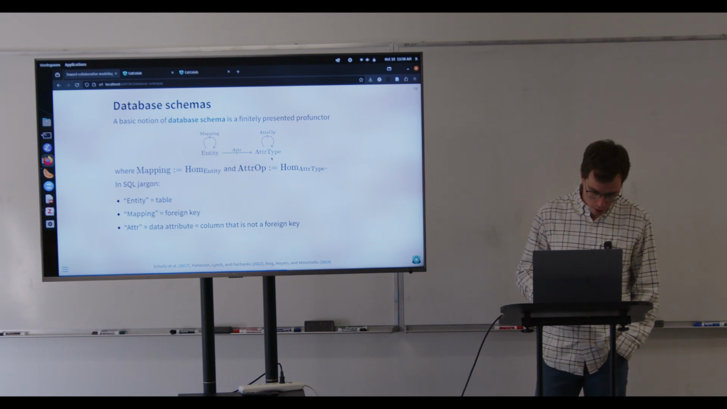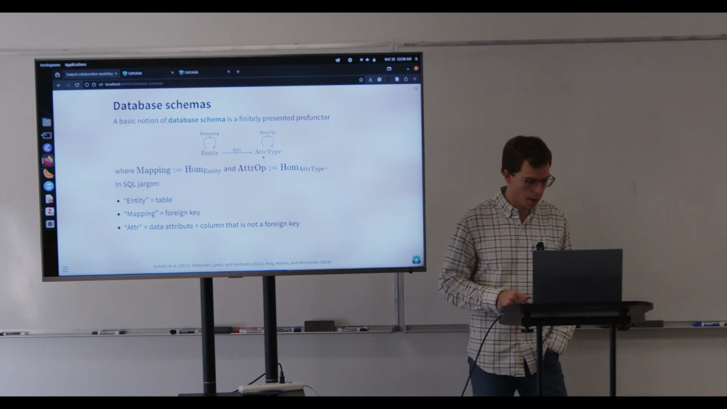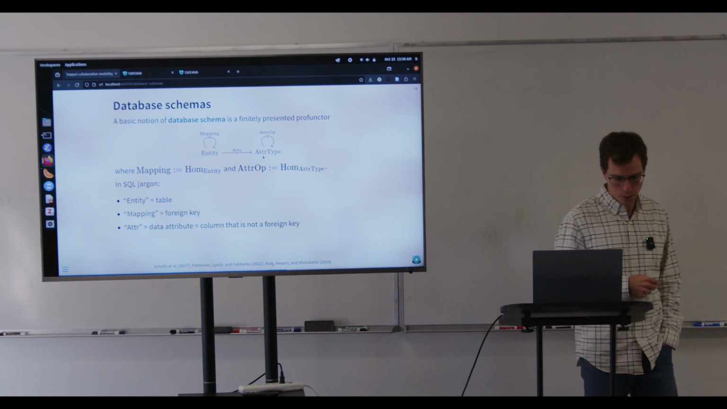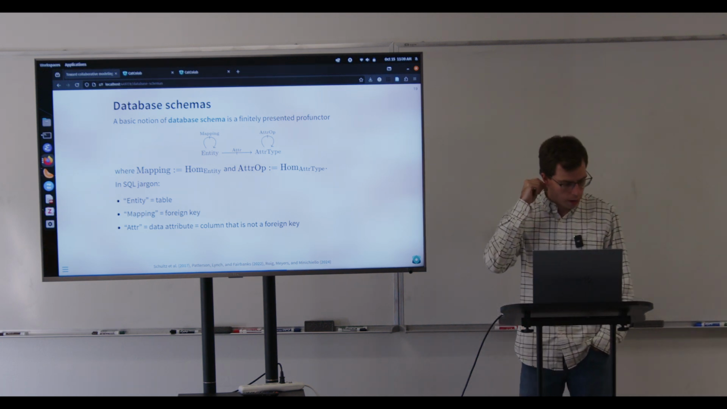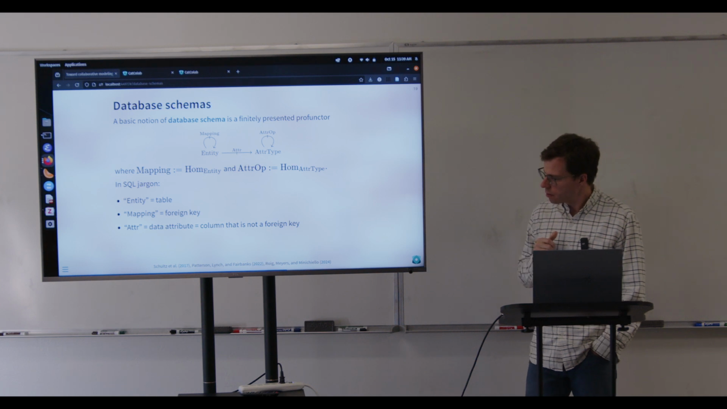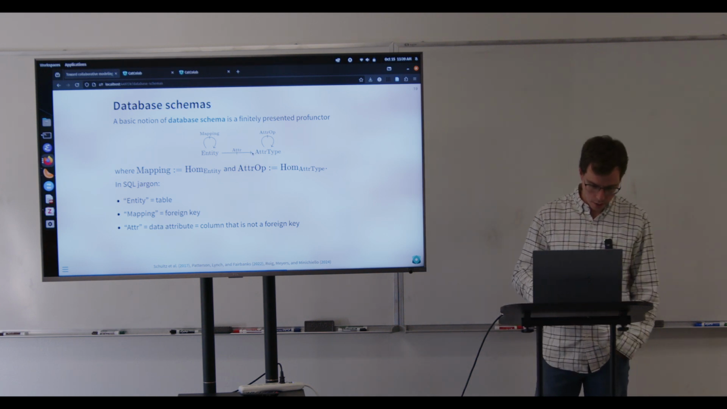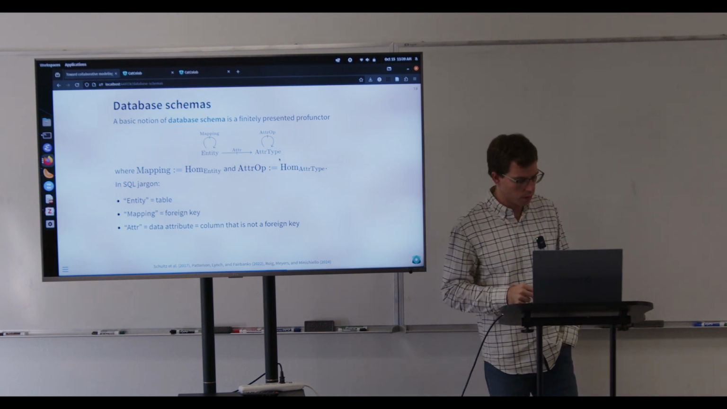And then the heteromorphisms that connect these together are the actual data attributes, which take you from the world of entities, which are abstract things, to the concrete world of specific data values.